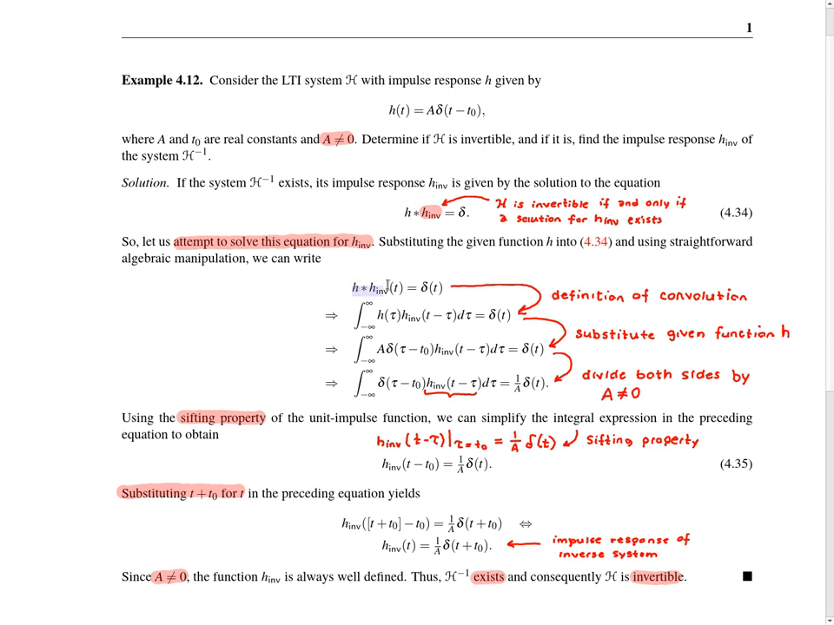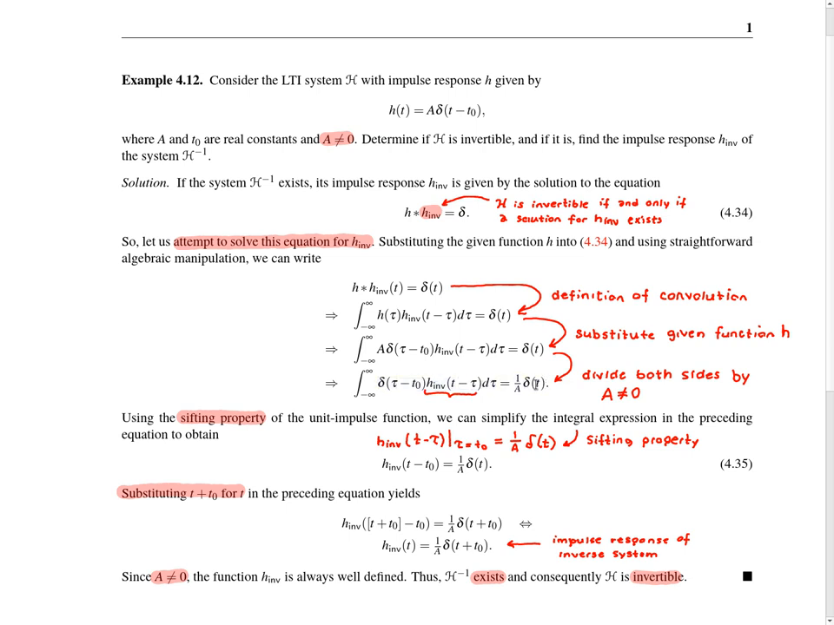This one here, if I can highlight it. The first thing we're going to do is expand out this star notation in terms of a convolution integral. So that gives us this next line. Then we're going to substitute the function that we're given for H. So we can substitute this function up above for our expression H in this integral, which gives us this next line. Then we're going to divide both sides of this equation by A. We know that we can do this safely because we're told in the problem statement that A is non-zero, so we don't have to worry that we might be dividing by 0. So we divide both sides by A, which gives us this next line here.